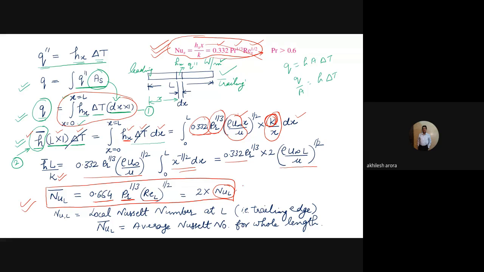So this is the local Nusselt number, okay. I have written it here: local Nusselt number at L, that is, the trailing edge, and NuL is the average Nusselt number for the whole length of the flat plate. Okay, so let us proceed further.